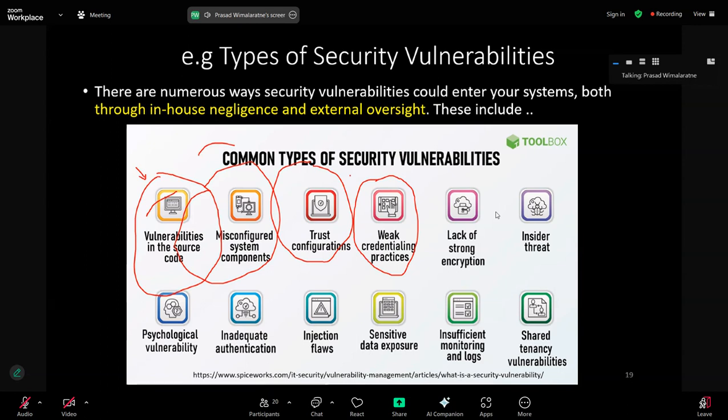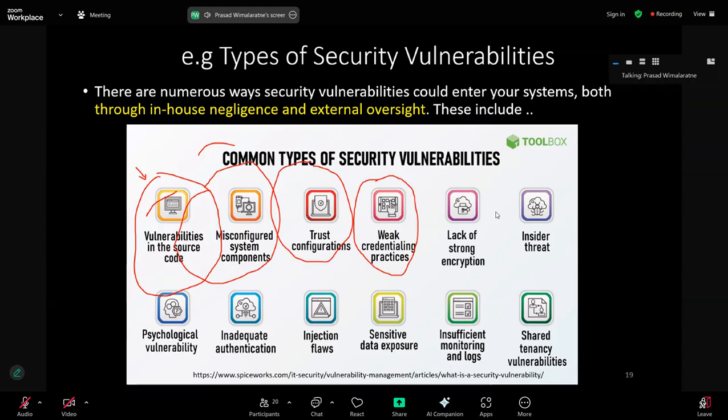Insider threat. Sometimes your own employees can be a problem when it comes to security. So that can open up security vulnerabilities. And in addition, shared tenancy, insufficient monitoring and logs. If you don't monitor and maintain the logs, you may not be able to notice that things are going wrong, and then you end up with problems. Then sensitive data exposure, different forms of injection.